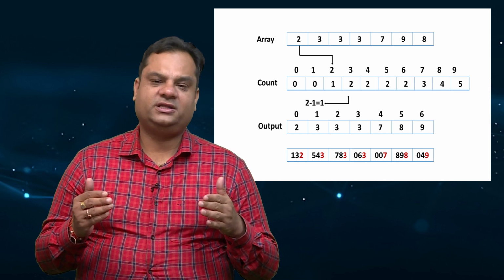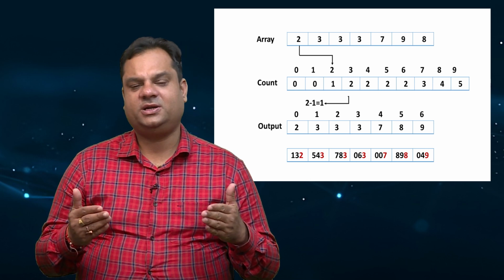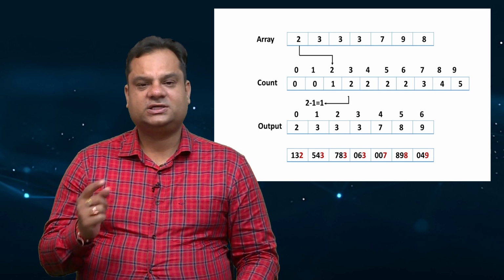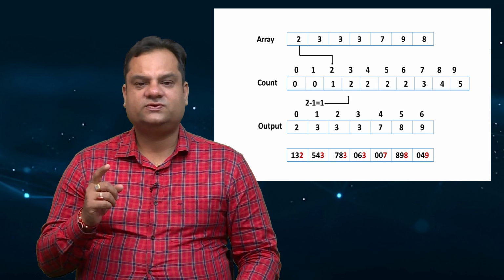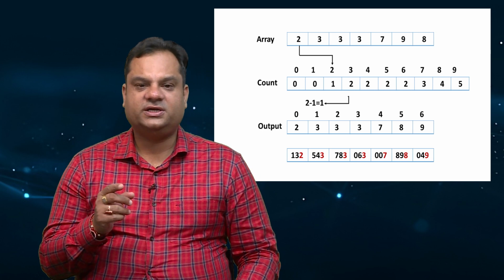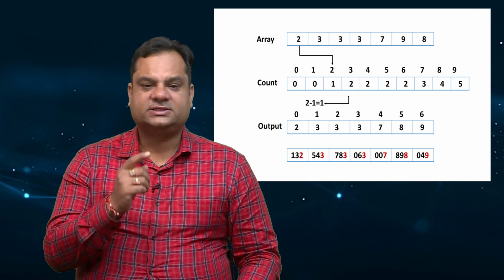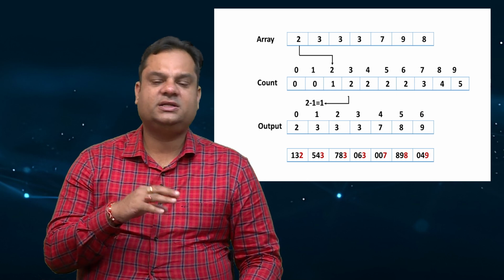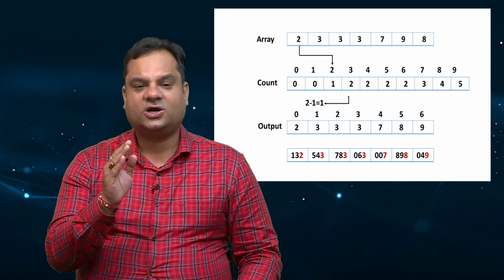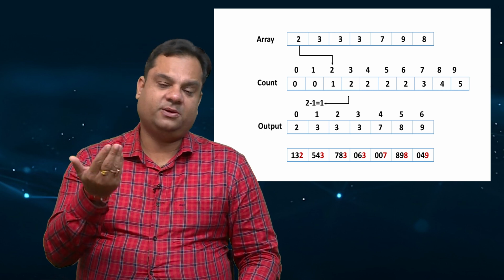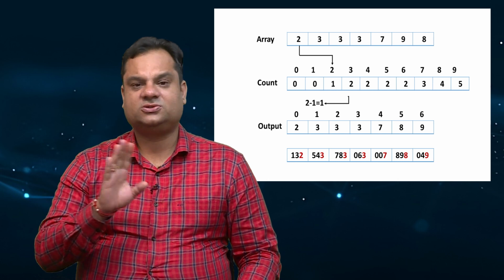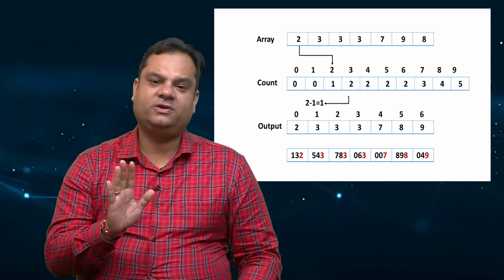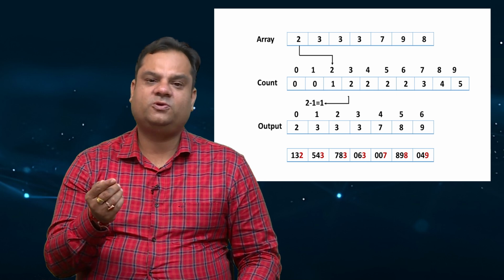Now, what output do we get from the ones place table? The output 132 comes under the first position, then the next one is 543, then 783, then 63, then 7, then 898, then 49. So this output comes from the ones unit table, but this is not a perfect result, or not the right answer of the sorted data. This comes only from the ones place data. So this is the output from the ones place.